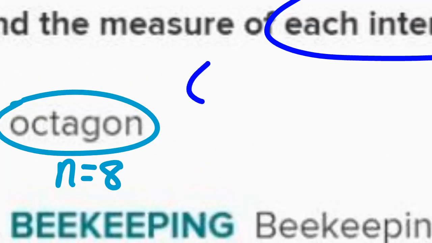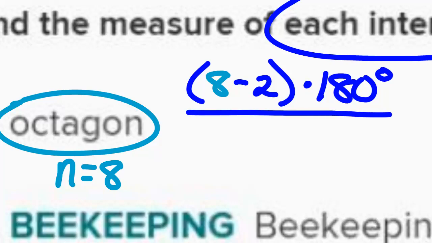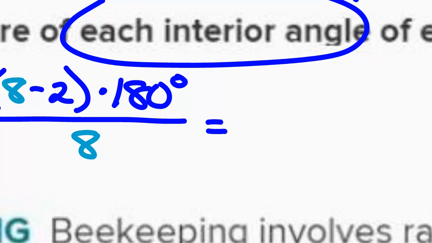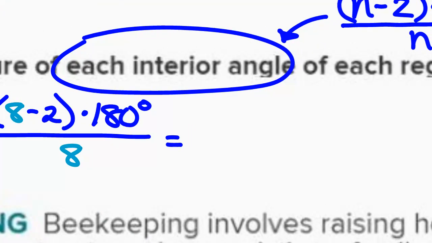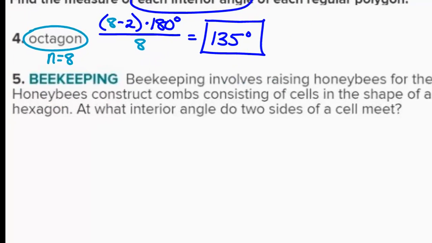So substituting into our formula, we have 8 minus 2 times 180 degrees divided by 8. And what would that give us? Well, 6 times 180 divided by 8. After you divide it by 8? Yep, what does it give you for your final answer? 135, thank you. You were going step by step, which I normally do, so I apologize for not being clear. 135 degrees. Number 5, we're doing the exact same thing.